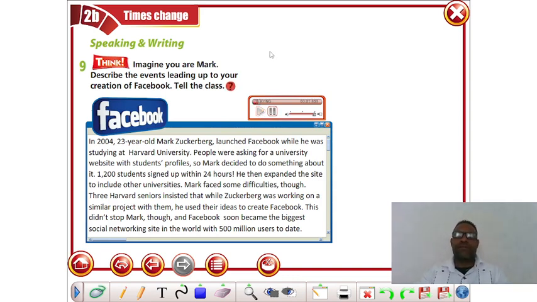I was studying at Harvard University, and people were asking for a website with students' profiles. So I decided to do something about it. I launched Facebook in 2004. Some senior students said that I used their ideas while I was working on a similar project with them, but this didn't stop me.